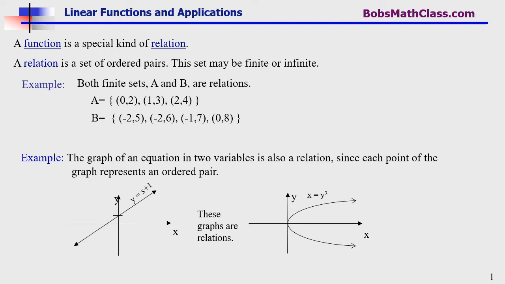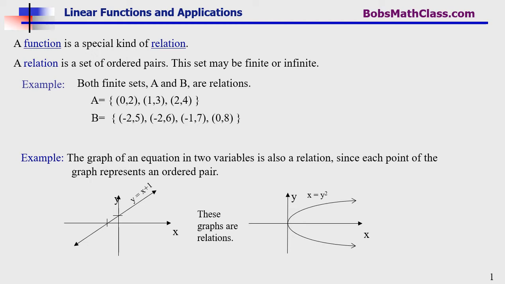Now we have an example where they're both graphs. So these are both graphs in 2 variables. They're also called relations, since each point of the graph represents an ordered pair. If you look at the graph on the left, it's a line. It's called a linear function. We'll get to that in a little bit. But it's a linear function because it's a line. Line is linear. That line has an infinite amount of points to make that line. There's infinitely many points.